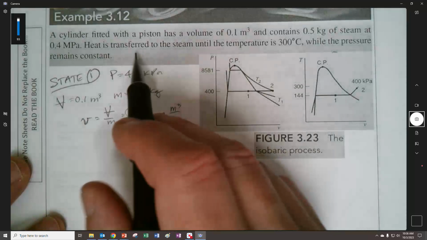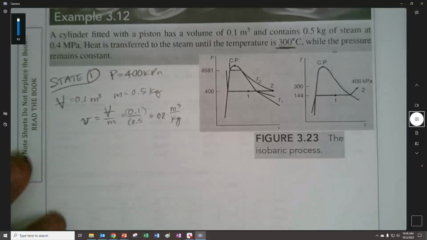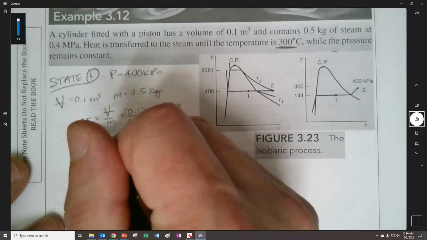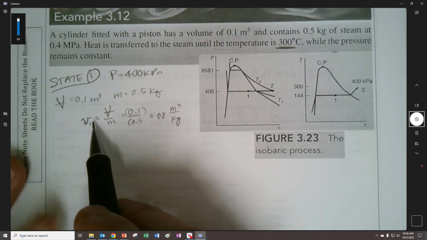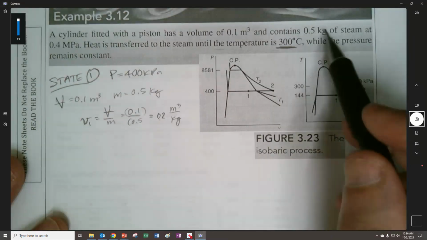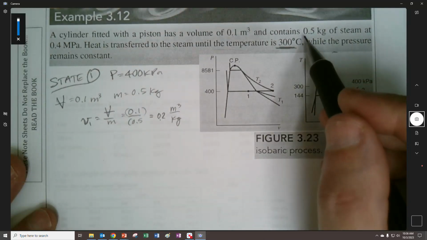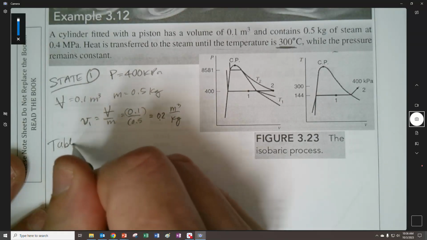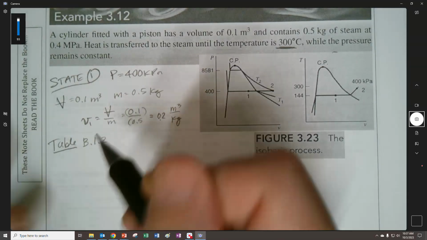We did say the heat is transferred until, okay, so T2 is going to be the 300 degrees Celsius. So that's still state 1, and that's going to be a constant state 1, right? Okay, no, the volume's going to change. This is a piston, so it's not a closed cylinder. Yeah, okay. So the volume will change. So this is V1. So I'm going to go to table B.1.2, right? That's the pressure indexed one.